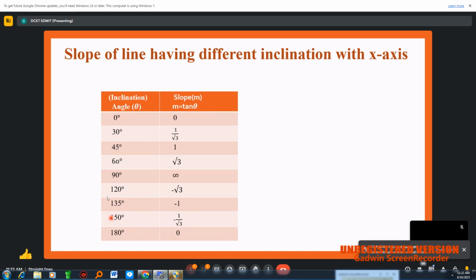So these values you should know to solve the problems. That is, tan 0 is 0, tan 30 is 1 by root 3, tan 45 is 1, tan 60 is root 3, tan 90 is infinity, tan 120 degree is minus root 3, tan 135 is minus 1, tan 150 degree is minus 1 by root 3, tan 180 degree is 0. So if you want, you can take down the values so that it will be useful for you to solve the problems.